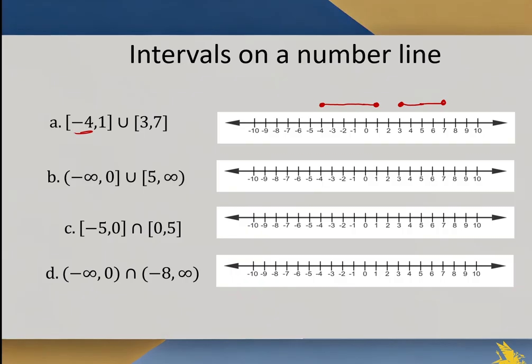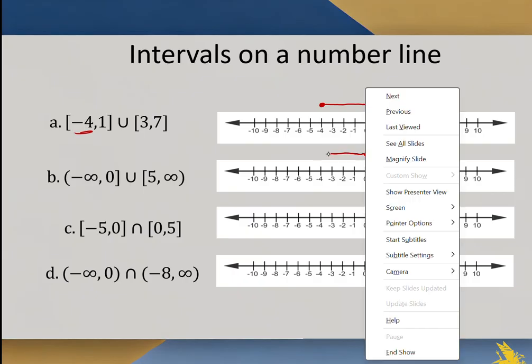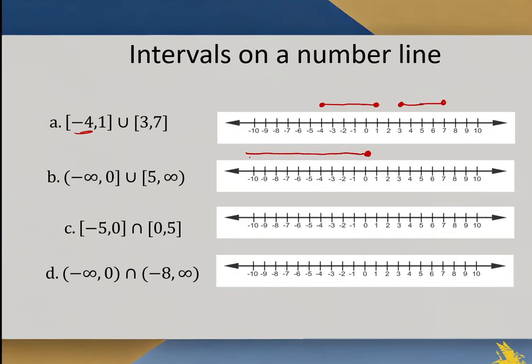It says negative infinity all the way to 0 and including 0. So same thing, I'm going to do a colored in dot at 0 and my line going all the way through to negative infinity. Then it's got 5 to infinity. So again, it's colored in for 5 and going all the way through to positive infinity.